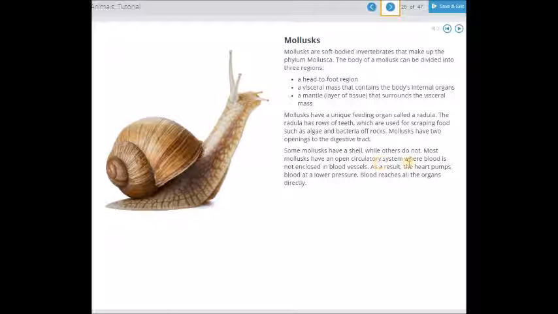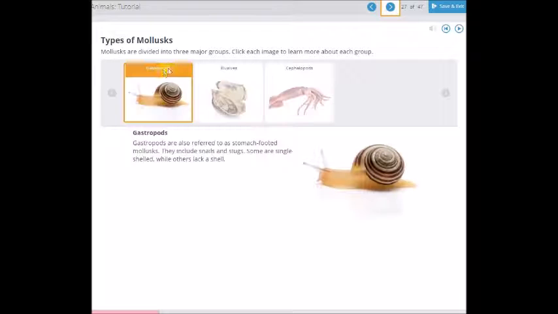They have an open circulatory system where blood is not enclosed in blood vessels, and the heart pumps at a lower blood pressure, but it does allow the blood to get to all the organs directly, and that's why they move slow. They can move, but not very fast, because they don't have a closed circulatory system.